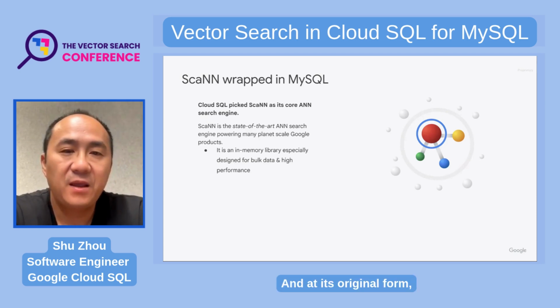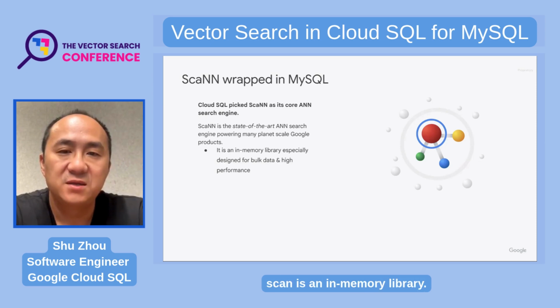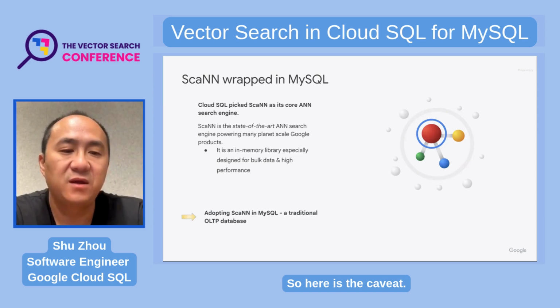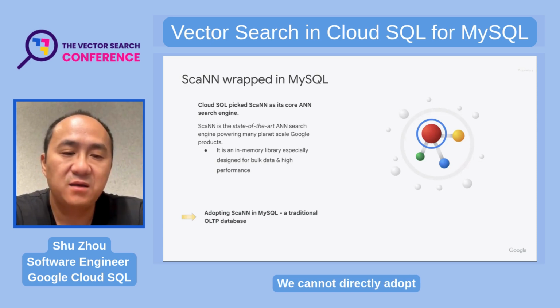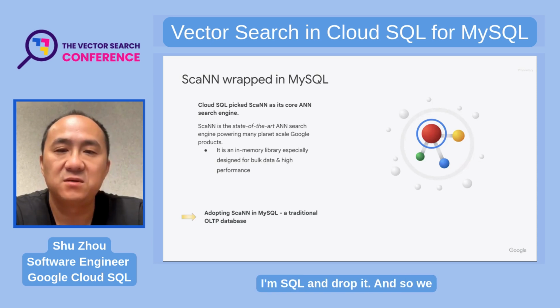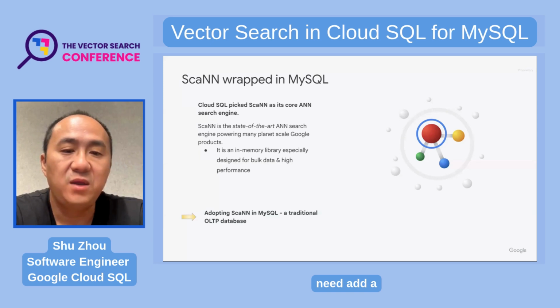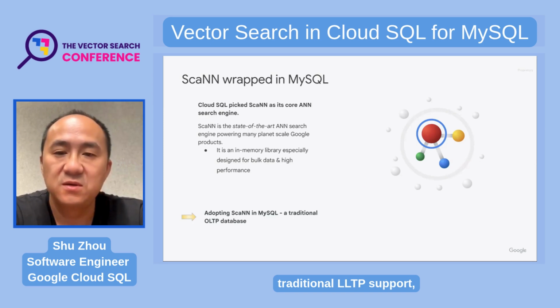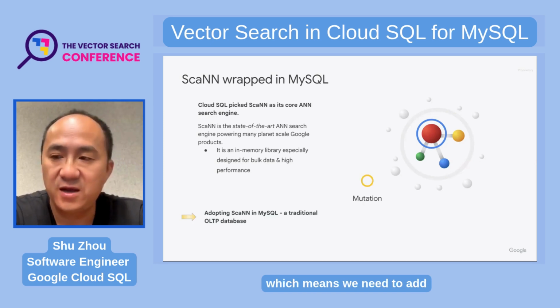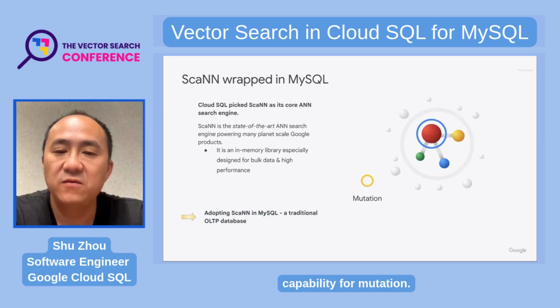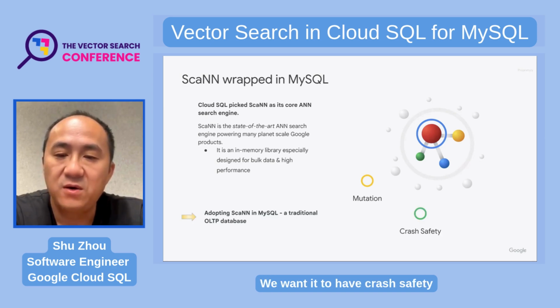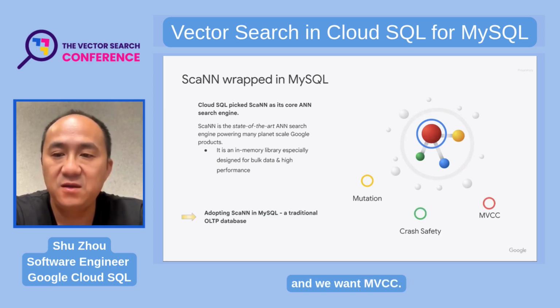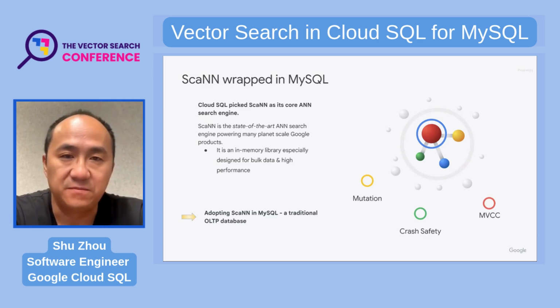And in its original form, ScaNN is an in-memory library. So here is the caveat. We cannot directly adopt ScaNN into MySQL and just drop it in, and so be it. We need to add traditional OLTP support, which means we need to add the capability for mutation. We want it to have crash safety, and we want MVCC.